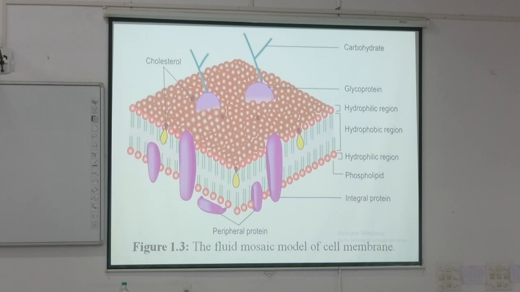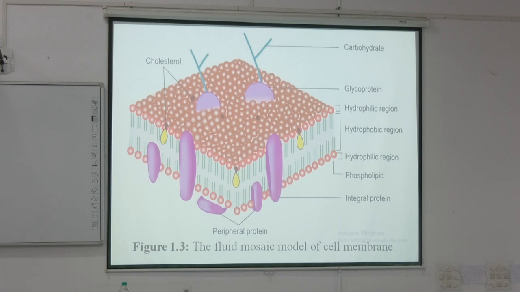Okay? Hydrophilic region, hydrophobic region, phospholipids. Why is it called phospholipid? Because it contains phosphoric acid at the top of these lipid molecules. Integral proteins, peripheral proteins. Okay, this is called the fluid mosaic model. Okay, who can discuss the fluid mosaic model? Good. Singer and Nicolson.